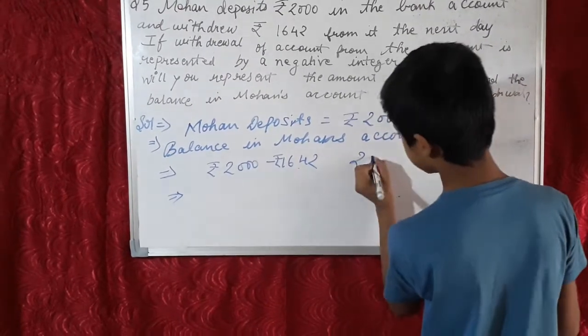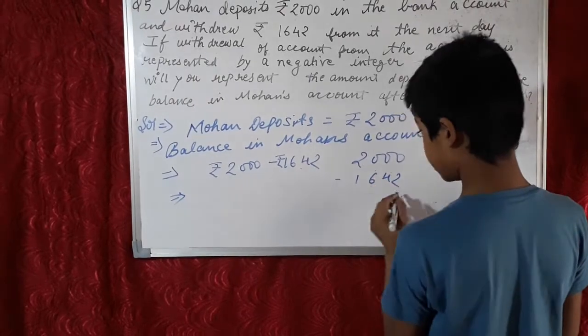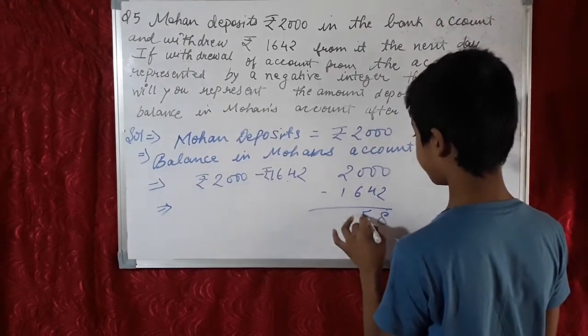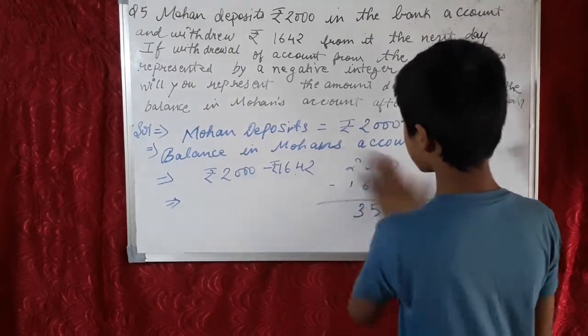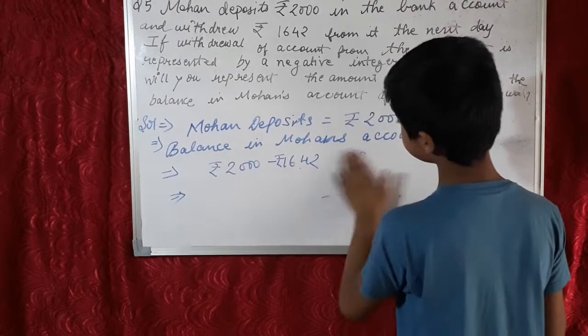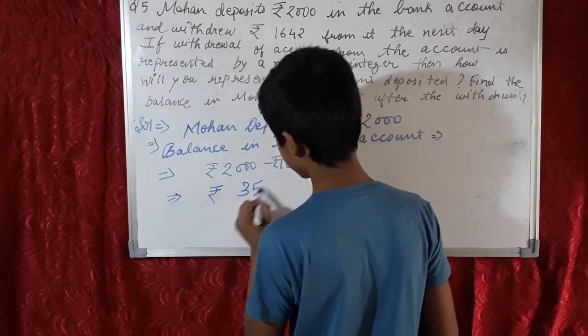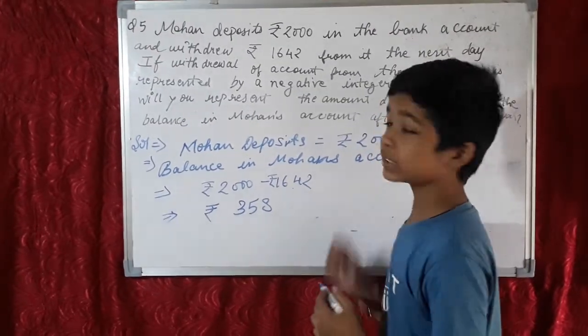See, you will subtract this way. Okay. 10 minus 2 is 8. 9 minus 4 is 5. Then 9 minus 6 is 3. Then 1 cancels. Okay. So what is our answer? It came rupees 358, the amount left in Mohan's account.